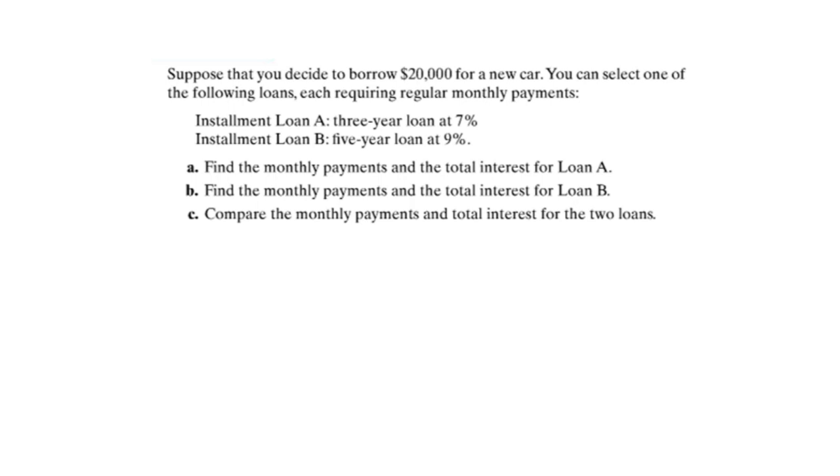Part A says find the monthly payments and the total interest for loan A. Find the monthly payments and the total interest for loan B, then compare the monthly payments and the total interest for the two loans. So just looking, for loan A, your principal is going to be the $20,000 that you'll borrow for the vehicle. Time is 3 years, and you have your interest rate of 7%.